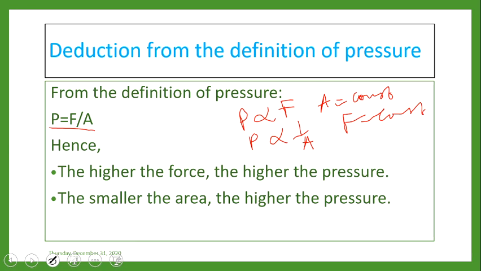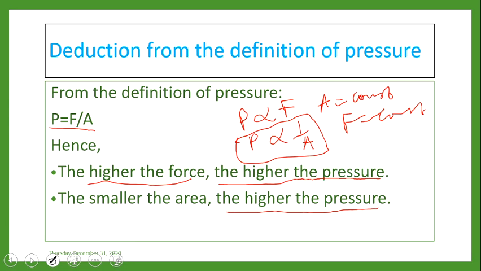If pressure is directly proportional to the force, the higher the force, the higher the pressure is going to be. Likewise, in the second case, the smaller the area, the higher the pressure is going to be. That shows that if you want to increase the pressure on something, you can simply reduce the area. And that is the deduction we can make.